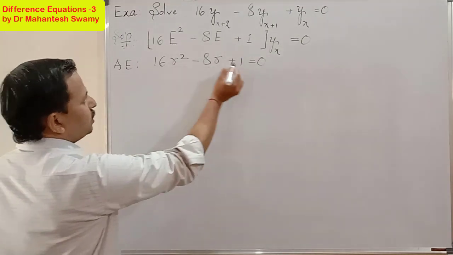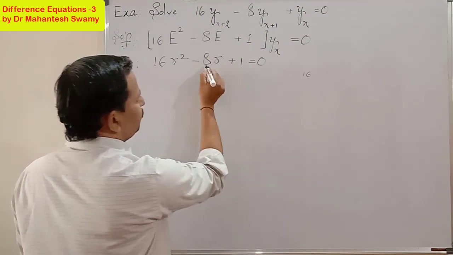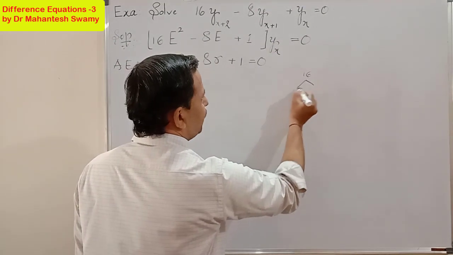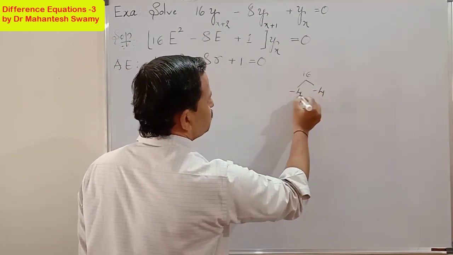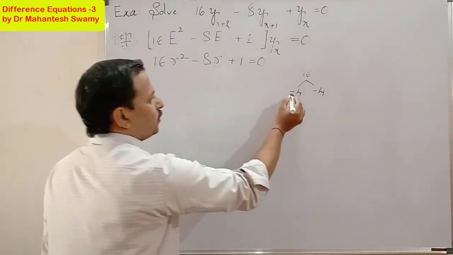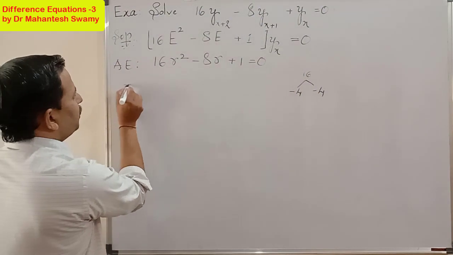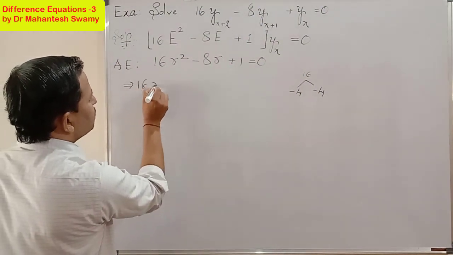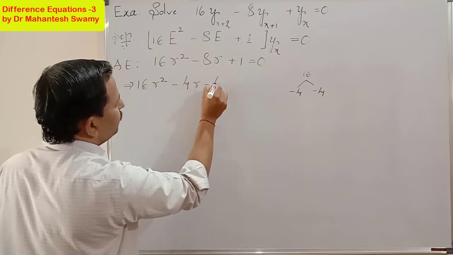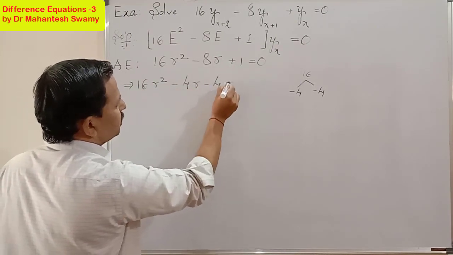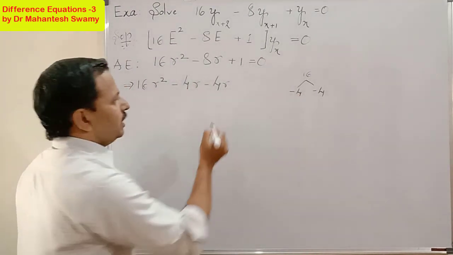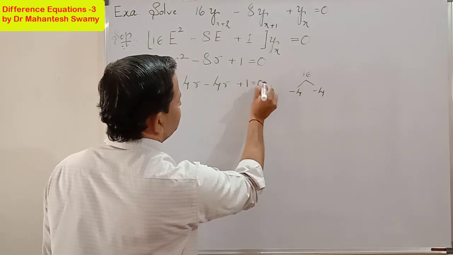If we multiply, we should get 16, and if we add, we should get minus 8. So what are the factors? Minus 4 and minus 4. If we have minus 4 and minus 4, their sum gives us minus 8 and their product gives us 16. So therefore, we can write this equation as 16r square as it is. This minus 8r can be written as minus 4r, and here one more minus 4r. Minus 4 minus 4, so minus 4r, that is minus 8r. And plus 1 at the end as it is.